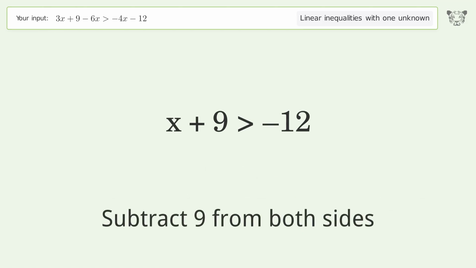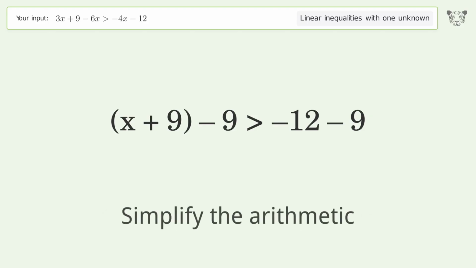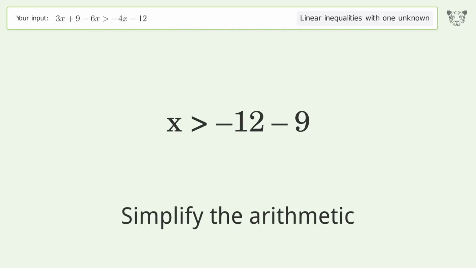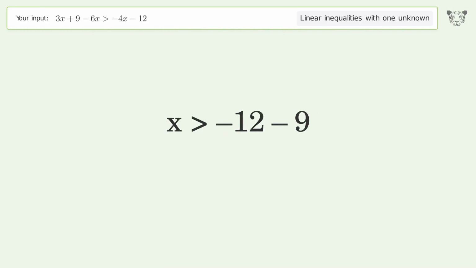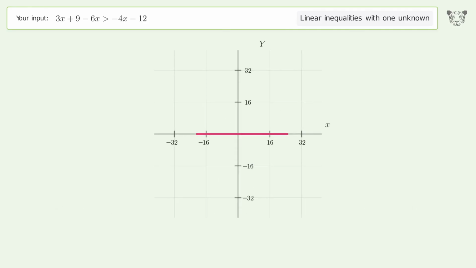Subtract 9 from both sides. Simplify the arithmetic. Plot the solution on a coordinate grid. And so the final result is x greater than negative 21.